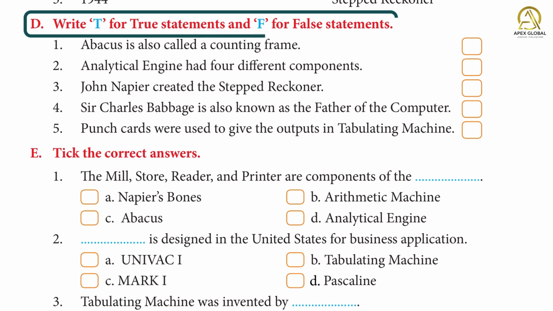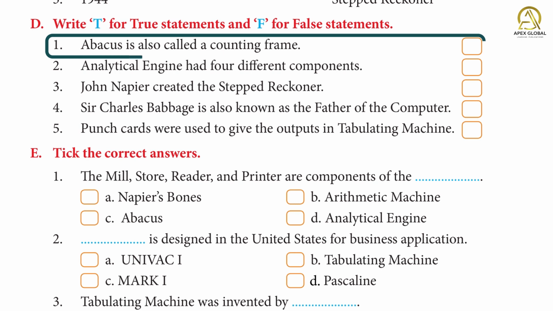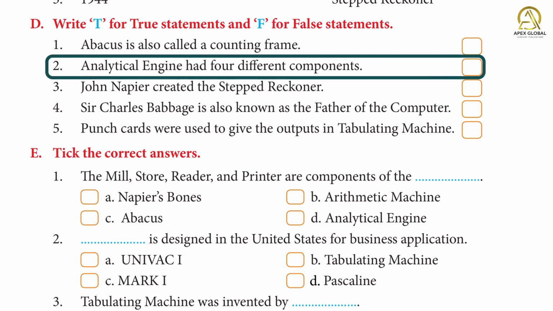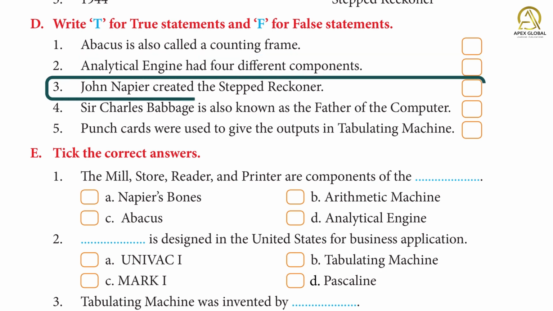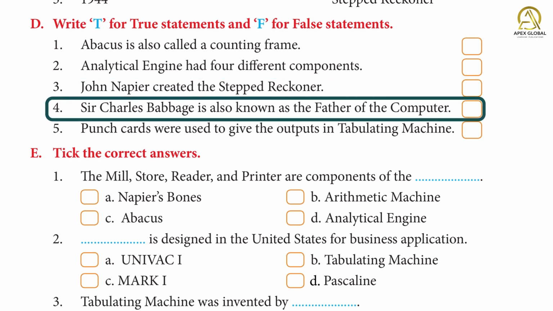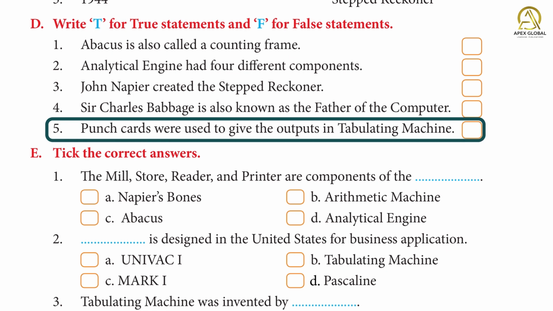D. Write T for true statements and F for false statements. 1. Abacus is also called a counting frame. Answer: true. 2. Analytical engine had 4 different components. Answer: true. 3. John Napier created the stepped reckoner. Answer: false. 4. Sir Charles Babbage is also known as the father of the computer. Answer: true. 5. Punch cards were used to give the outputs in tabulating machine. Answer: false.